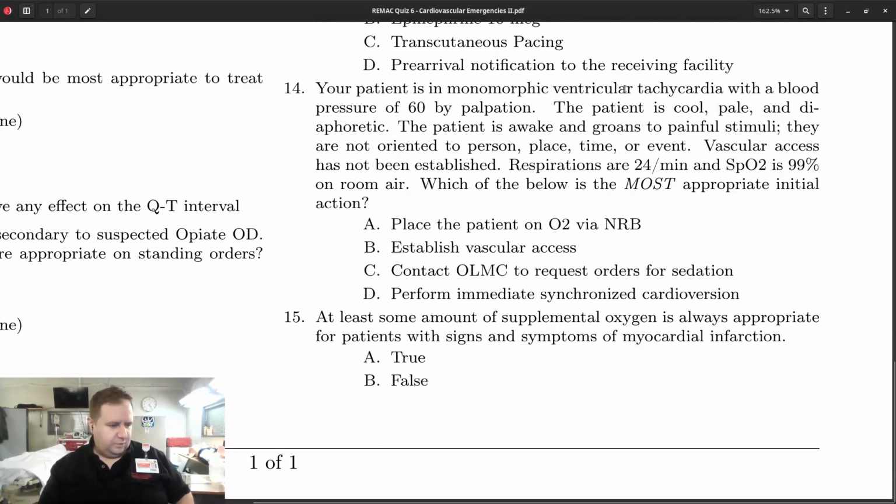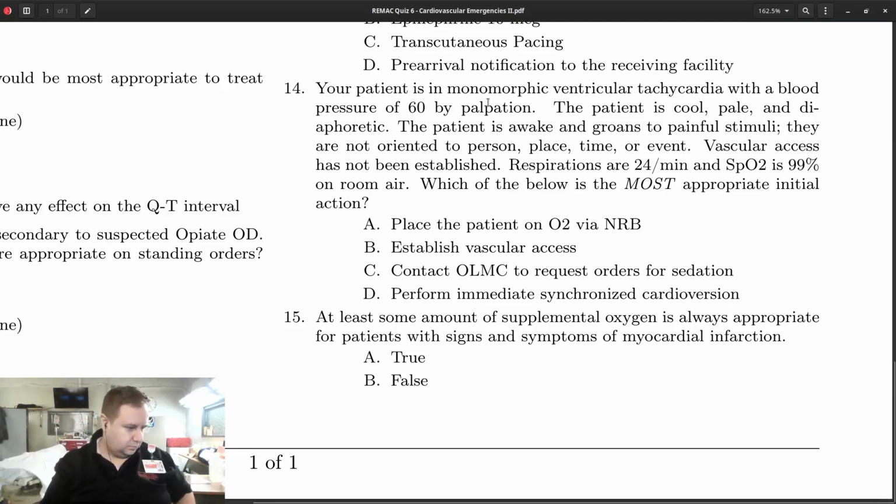All right, patient's in monomorphic V-tach with a blood pressure of 60 by palp. Patient's cool, pale, diaphoretic. Patient is awake and groans to painful stimuli. They are not oriented to person, place, time, or event. Vascular access has not been established. Respirations are 24 a minute. The SAT is 99 on room air. What's the most appropriate initial action?